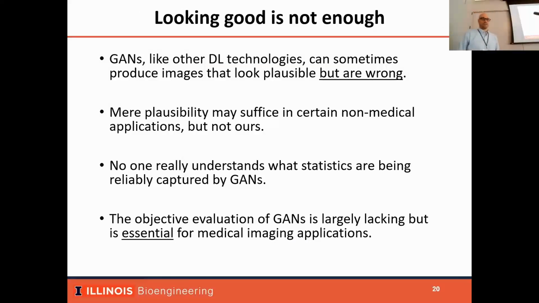But again, we're medical imaging scientists, so looking good is not enough for us. That's another important take-home point. Just like other deep learning technologies, GANs can certainly produce images that look plausible, at least to the non-expert, but are in fact incorrect. While mere plausibility may suffice in certain computer vision applications, it's not good enough for us. We don't care if an image is plausible. We need it to be correct, or we need the image to be useful for some diagnostic task.